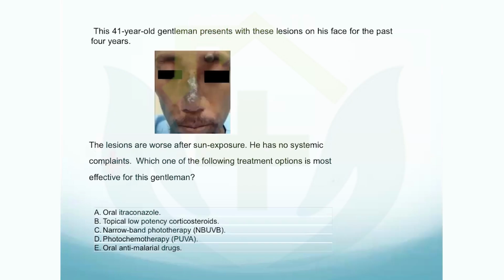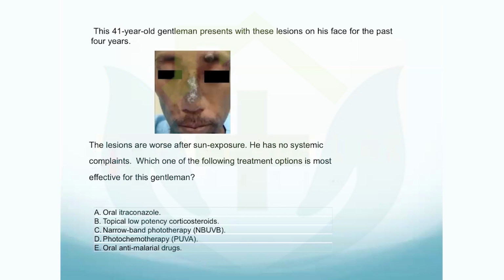This 41-year-old gentleman presented with lesions over the face for the past 4 years. You can see a scaly hyperpigmented plaque, and the lesions usually get worse after sun exposure. He has no systemic complaints. Which of the following treatment options is most effective for this gentleman? I'm discussing this patient because what we just discussed is related to this category.